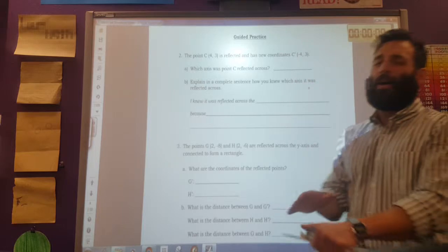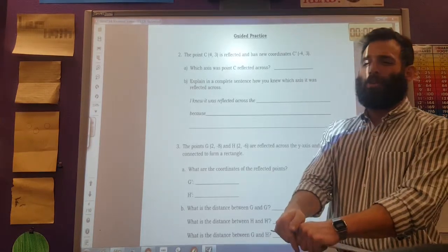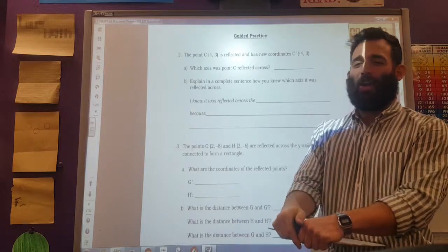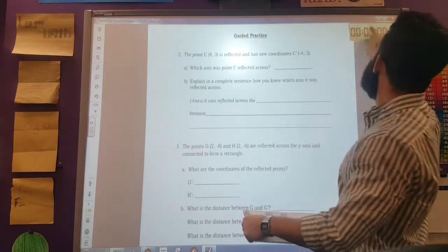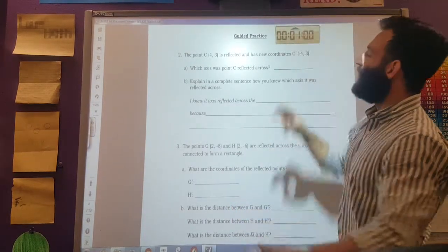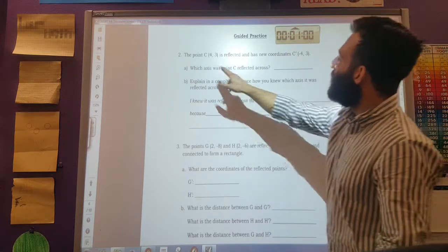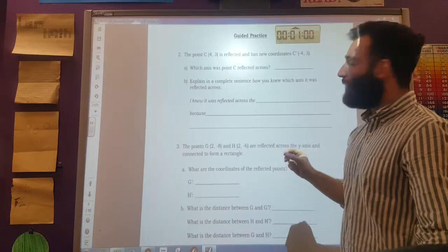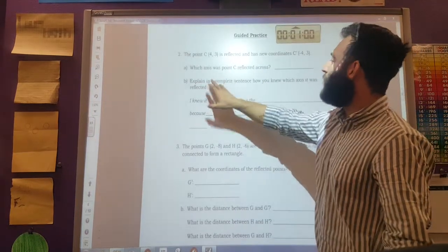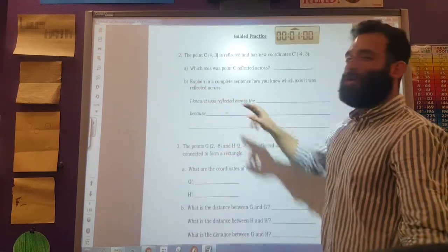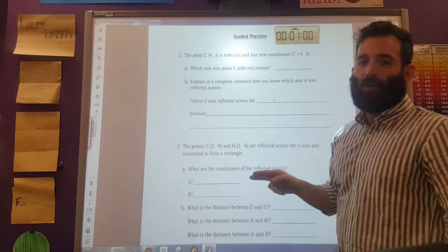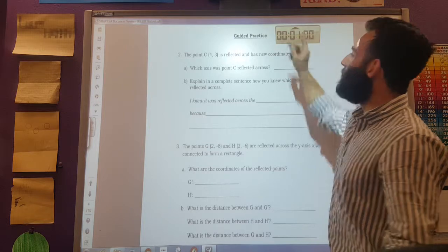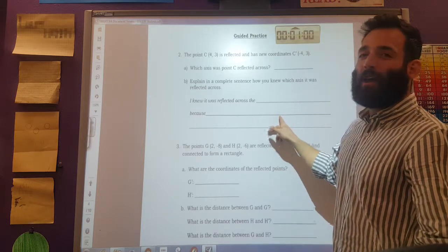Now we're to the guided practice portion. This is where I want you to practice some stuff on your own, or I'll go over the answers just in case you need a little bit of help. Now I'm going to give you 1 minute, and I'd like you to spend that 1 minute trying to figure out which axis point C was reflected across, and then I'd like you to explain in a complete sentence how you knew which axis it was reflected across. So 1 minute. Make sure you're writing in a complete sentence.